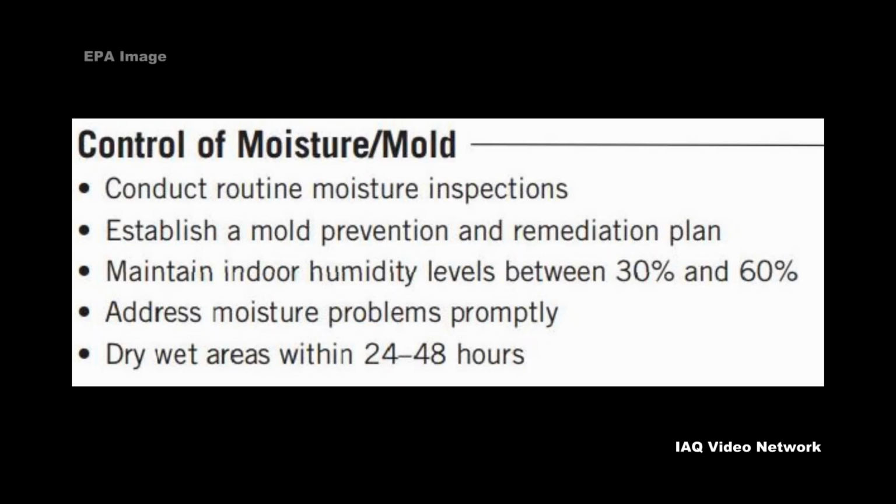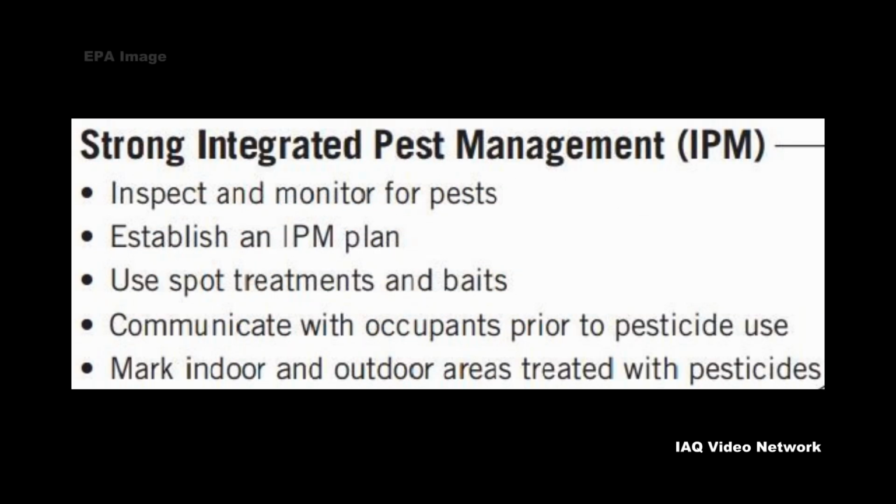Perform regular moisture inspections. Implement a mold prevention and remediation plan. Keep indoor humidity between 30 and 60%, resolve moisture issues quickly, and ensure wet areas are dried within 24 to 48 hours. Integrated pest management.